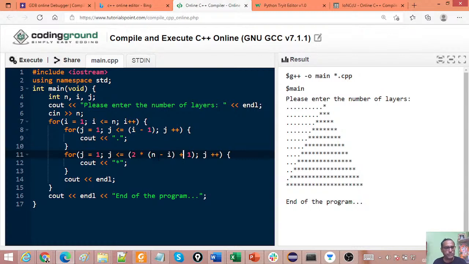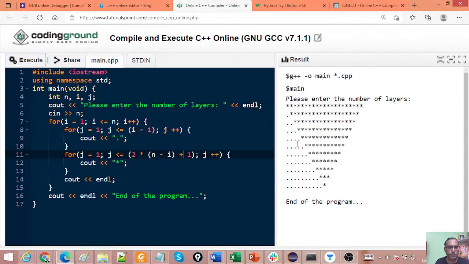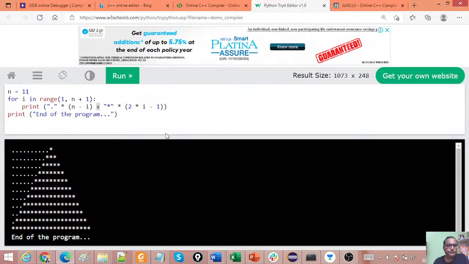So this is the star logic, and this is the dot logic. Run the program. The pattern is so beautifully coming. See, look at the pattern. The pattern is coming so beautiful, and that is my C++. Now go for Python.